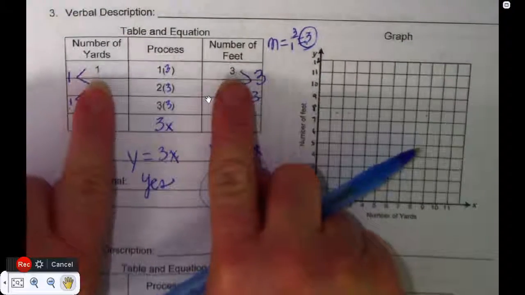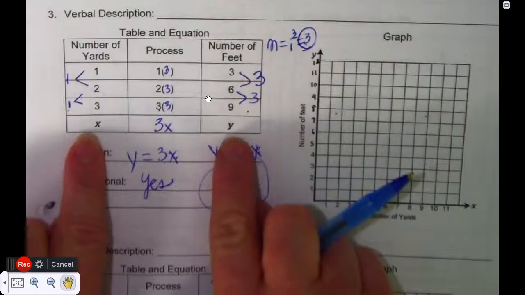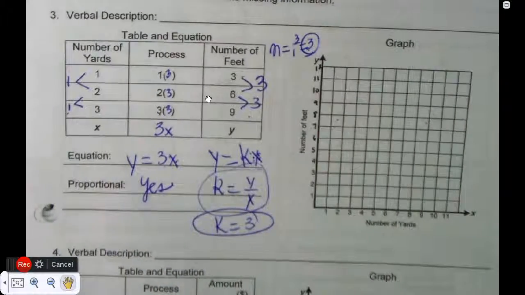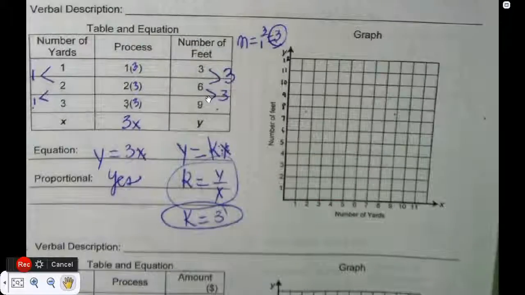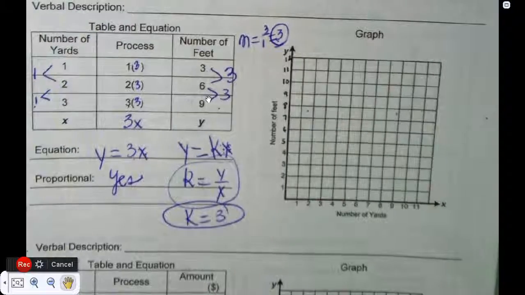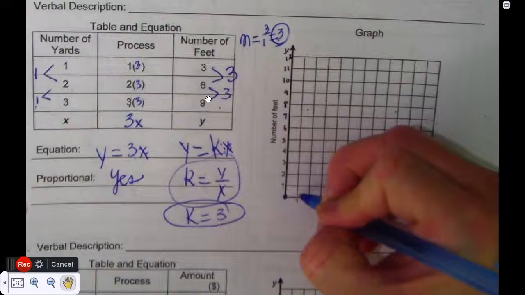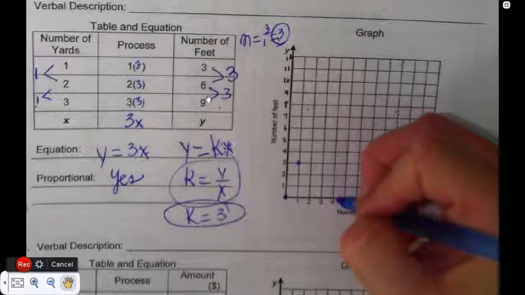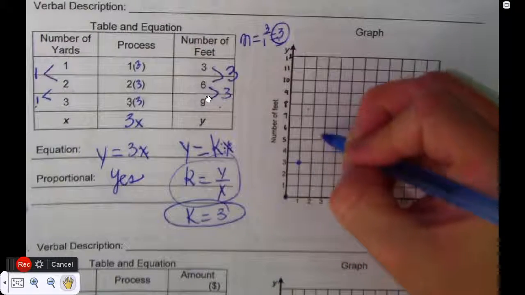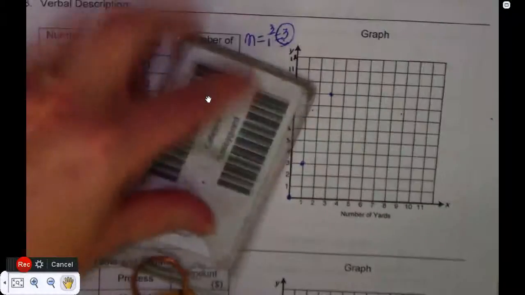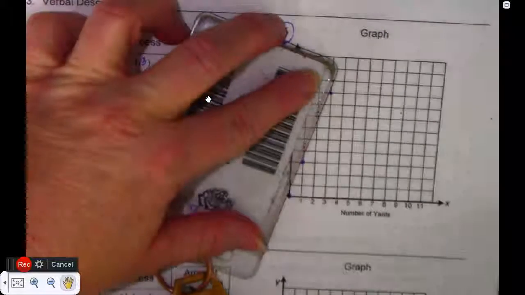So what's 3 divided by 1? 6 divided by 2? 3. 3 all the way down. So k is 3. K is 3. Now, when we go graph it, we know 0, 0. 1 is 3, and I'm going to do 3 is 9. Can you have part of a yard? Yes. So, continuous line.